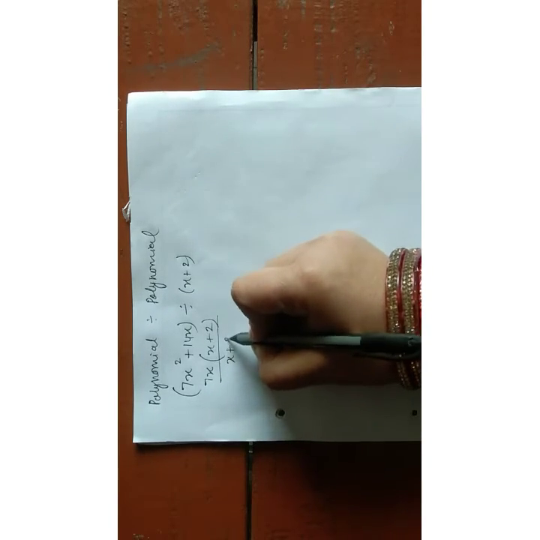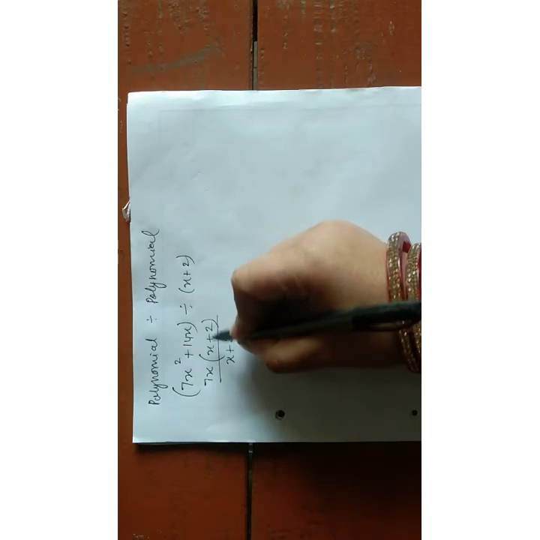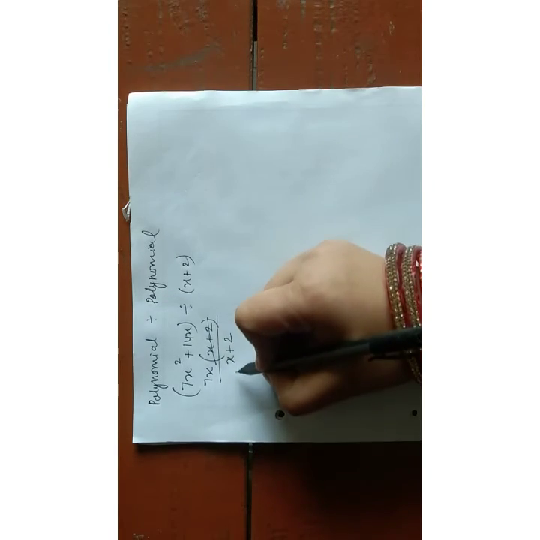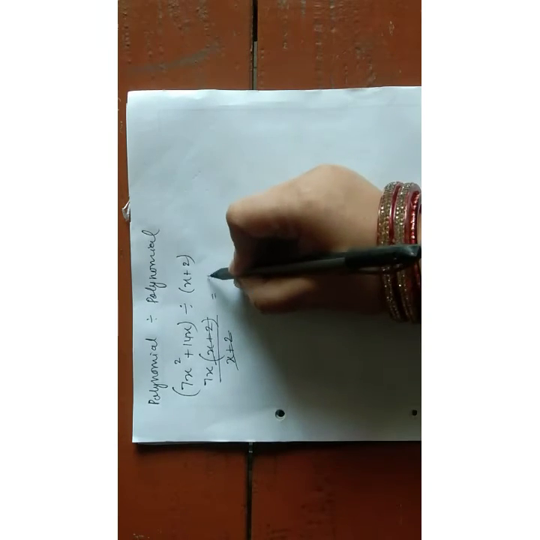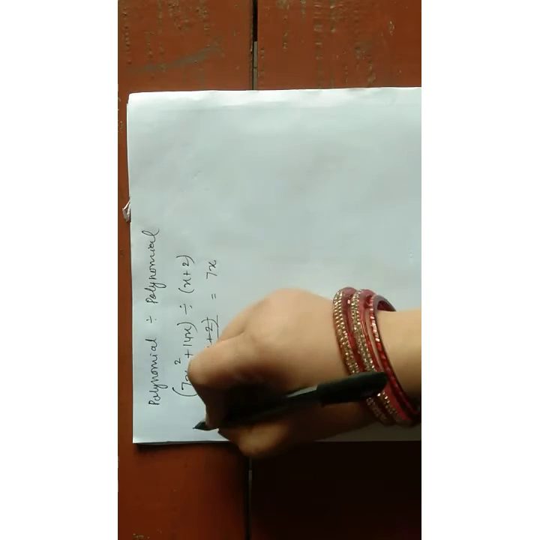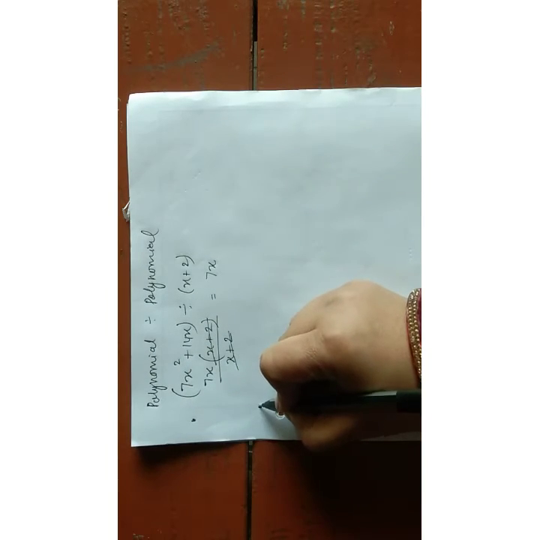Now, in the denominator, I am having x plus 2. Now see, x plus 2 is in the numerator also, and x plus 2 is in the denominator also. So, what is the remaining term? That is 7x. Okay, let us take one more example for polynomial with polynomial.